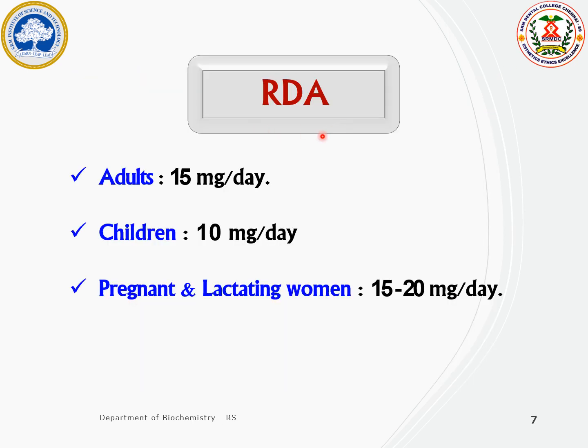When you look into the recommended dietary allowance of zinc, the adult requires 15 mg of zinc every day. The children require 10 mg of zinc every day. The pregnant and the lactating women require 15 to 20 mg of zinc every day. So the requirement is found to be less than 100 mg per day. So zinc is considered a micro element.